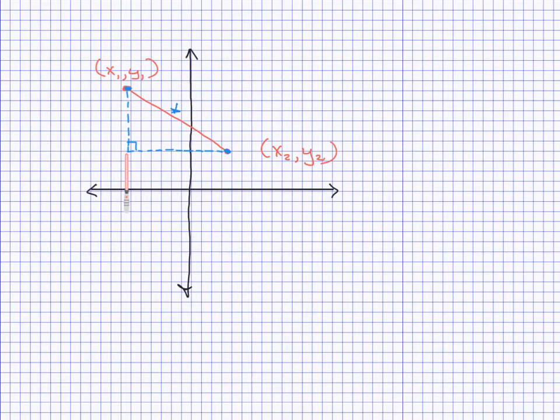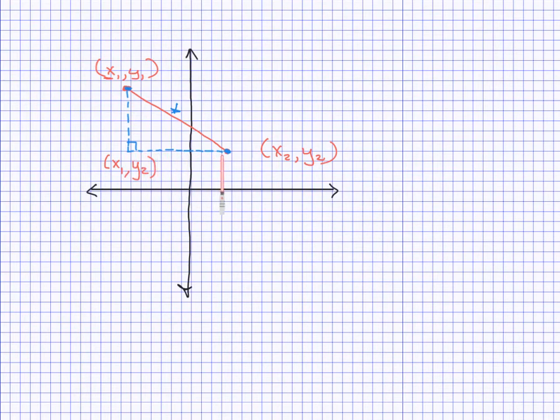So what is the x-coordinate of this point right here? Well, it looks like it would be x sub 1 because it's right below that one. And what would be the y-coordinate here? Well, it looks like it's on the same level as this y sub 2. So I'm thinking that that point would have the coordinate of y sub 2. So let's find the length of this particular segment.